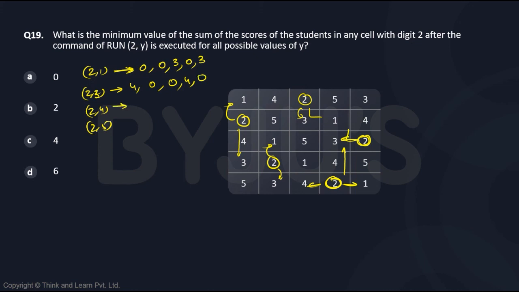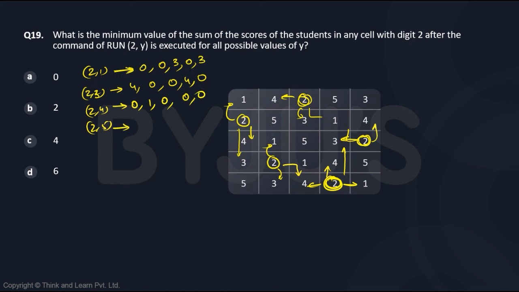Then 2 comma 4 is 0. Then 2 comma 4, where is the 4? It's through this 1. Then I have another 2 comma 4, left side 0. Then I have 2 comma 4. So 2 is here going to 4, 0. And then 2 to 4 is 0.